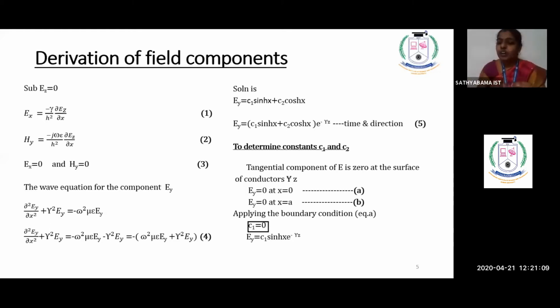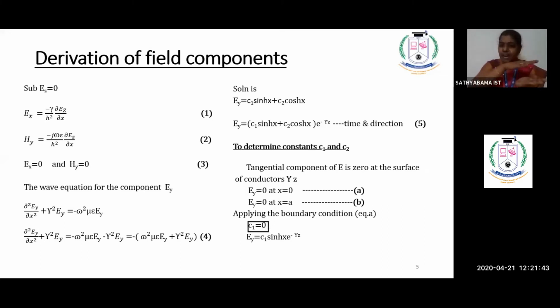One more concept you have to remember: according to the skin effect, the entire current is assumed to flow on the surface of the conductor. We never say voltage is flowing; we say the current is flowing on the surface of the conductor. Current is related to your magnetic field, so the magnetic field cannot be made 0 for the boundary condition. Only your electric field can be made 0 for the boundary condition. Fortunately, we have our solution in the electric field, so it is very easy for us to write the boundary conditions.